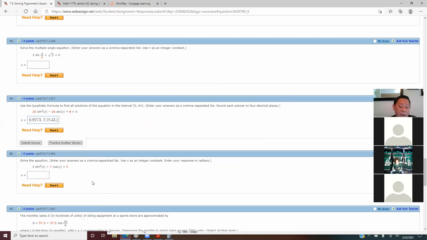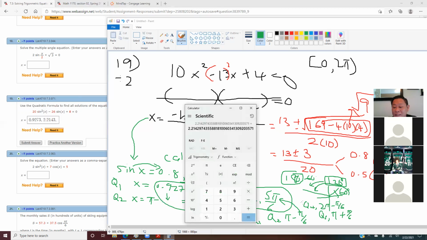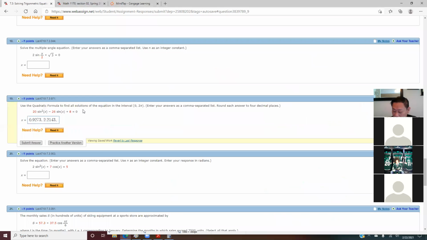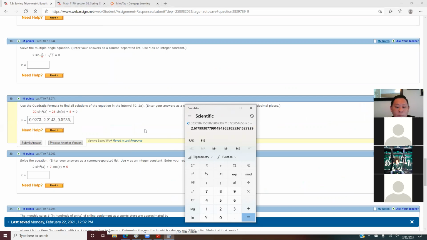2.2143. And then don't forget, they want everything in decimals, so you cannot type pi over 6. You have to use your calculator to figure out what pi over 6 is. Pi over 6 is this number, 0.5236, just only for this question. And then 5 pi over 6, I just need to multiply this by 5 because this is pi over 6. That'll be 2.618.